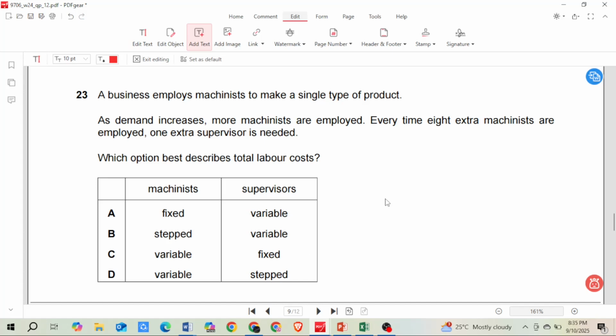Like I need to pay a supervisor a salary, and let's say we are paying $1,000 to a supervisor. So even if he supervises one machinist or eight machinists, I will still pay him $1,000. But as soon as the ninth machinist comes in, I need to hire another supervisor, and my cost would increase from 1,000 to 2,000 because I need to hire another supervisor for another $1,000. Okay, so that is the cost, which is step cost. So the correct answer for 23 is D, machinist variable cost, supervisor step cost.